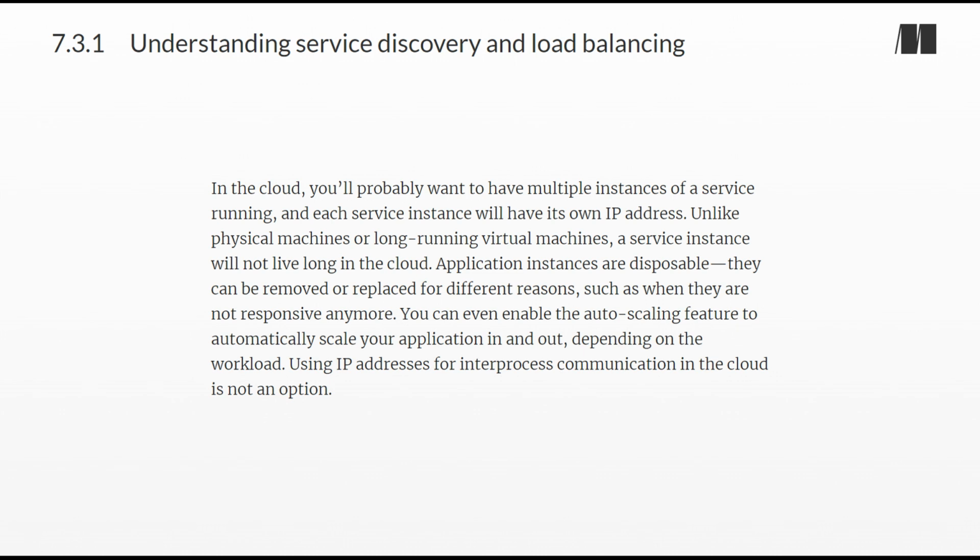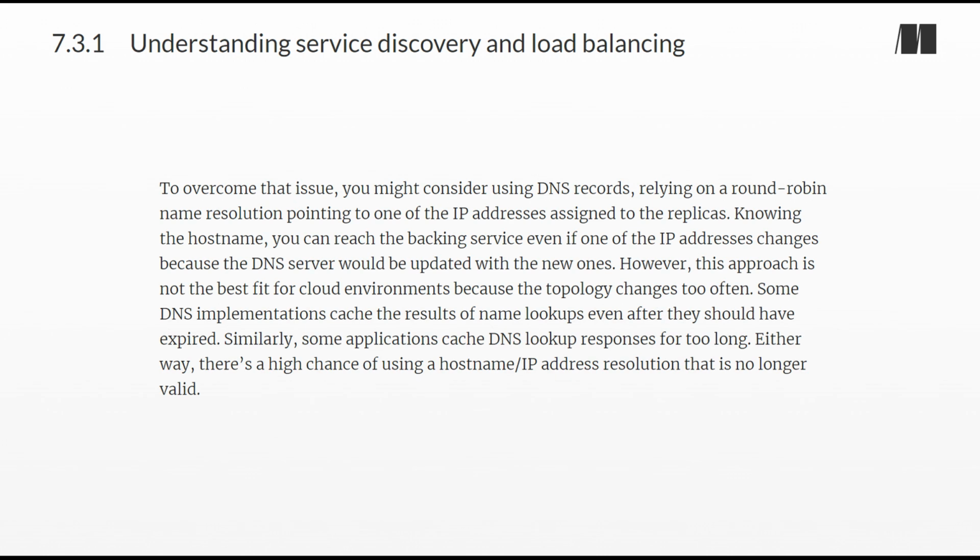They can be removed or replaced for different reasons, such as when they are not responsive anymore. You can even enable the auto-scaling feature to automatically scale your application in and out, depending on the workload. Using IP addresses for inter-process communication in the cloud is not an option. To overcome that issue, you might consider using DNS records, relying on a round-robin name resolution pointing to one of the IP addresses assigned to the replicas. Knowing the host name, you can reach the backing service even if one of the IP addresses changes, because the DNS server would be updated with the new ones.